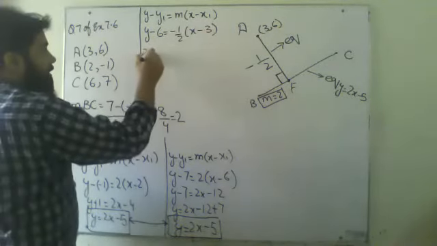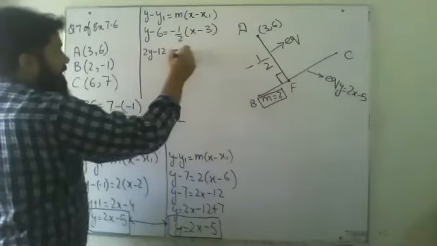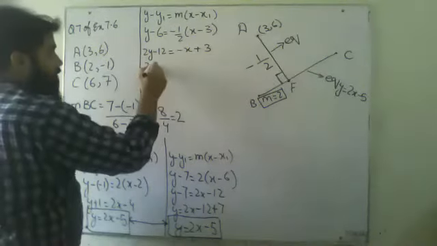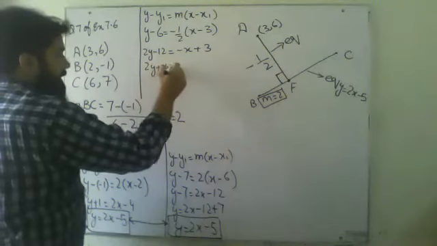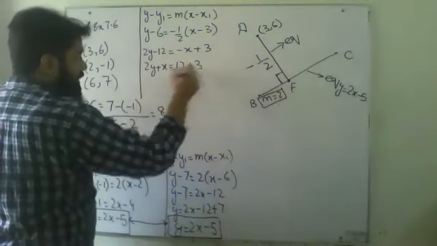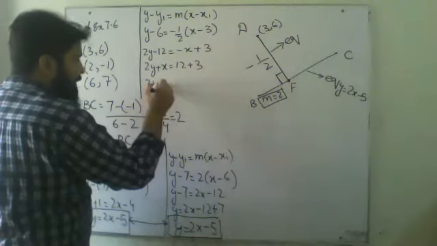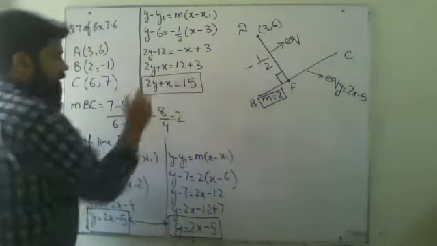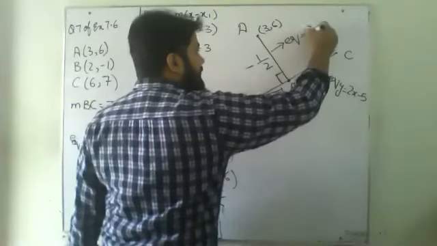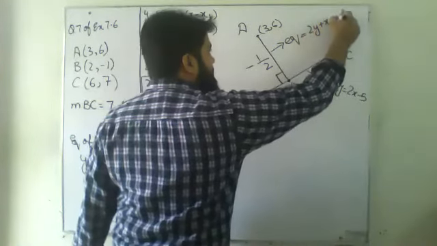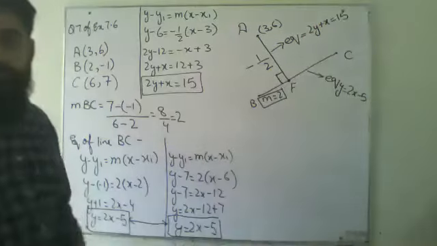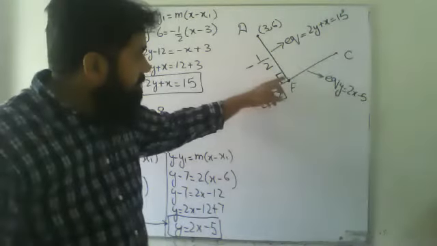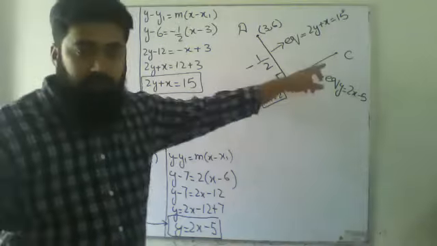Shifting 2 over here, 2y minus 12 equals minus x plus 3. 2y plus x equals 12 plus 3. So 2y plus x equals 15. What is that? This is the equation of this line: 2y plus x equals 15. Okay, after that, I have got this equation of line.